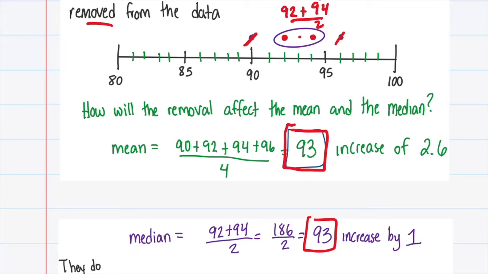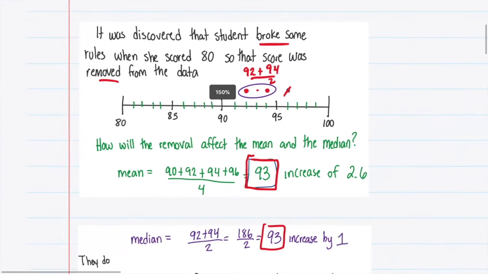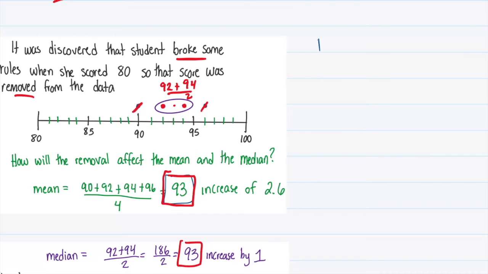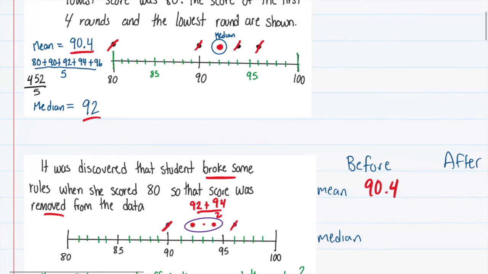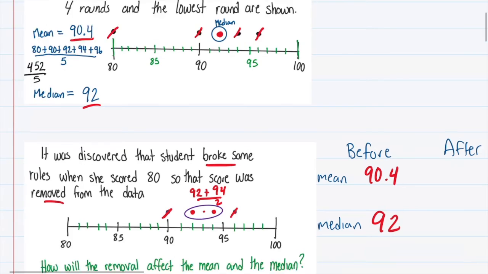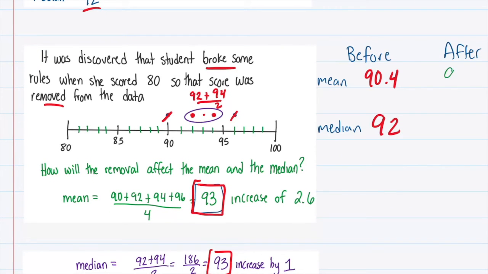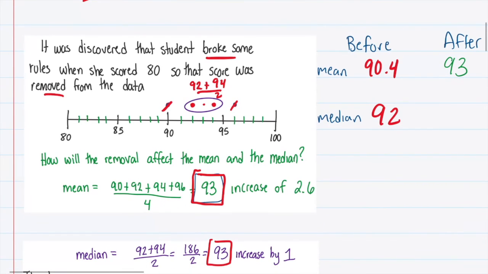Look at that. So now we want to compare. How did the mean change and how did the median change when the score of 80 was removed? Well, let's take a look at these. So let me write them over here. Before, let's talk about before. Let's talk about after. So we had the mean and we had the median. Let's write these down. So before, our mean was 90.4 and our median was 92. And what happened after? Our mean was now a 93 and our median was now a 93.